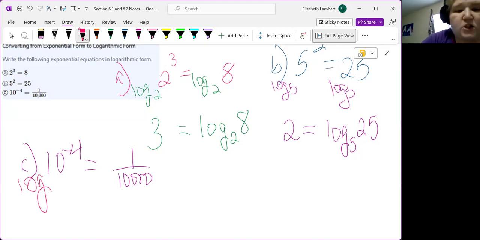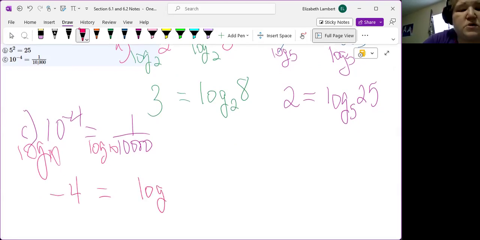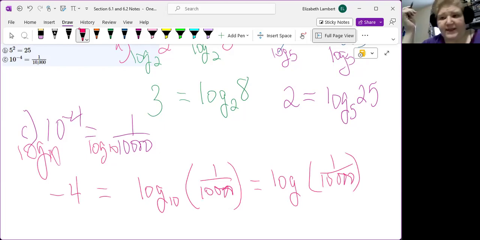So we want to take the log of both sides. I'm going to go ahead and write the 10 just to be consistent, but I'll write a little note to the side as well. So this is negative 4 equals log base 10 of 1 over 10,000. But this could also just be written as log of 1 over 10,000.